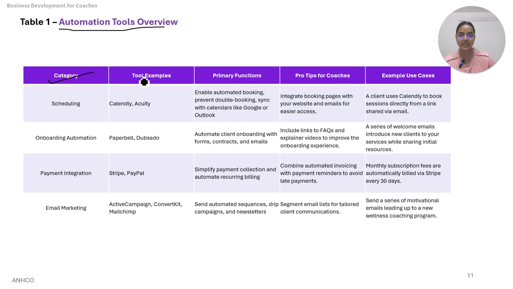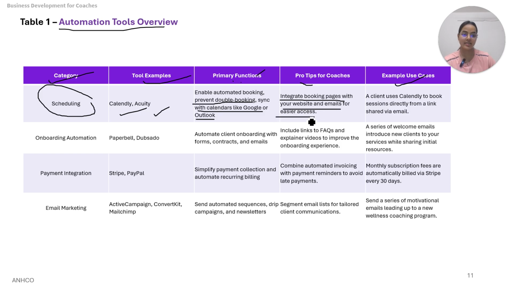Let's talk about some categories, some tool examples, primary functions of them, some pro tips for the coaches, and some example use cases. Let's talk about scheduling as one of the examples. Some examples include Calendly and Acuity. The main primary function is enabling automated booking to prevent double booking, and syncing with calendars like Google or Outlook. Pro tip for coaches: you can integrate booking pages with your website and emails for easier access.